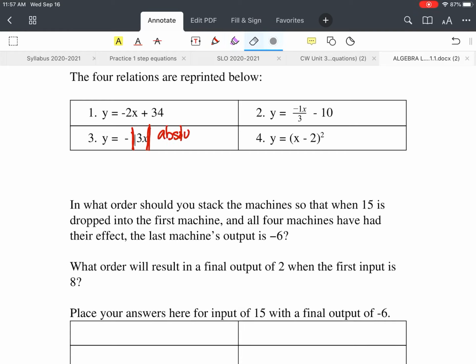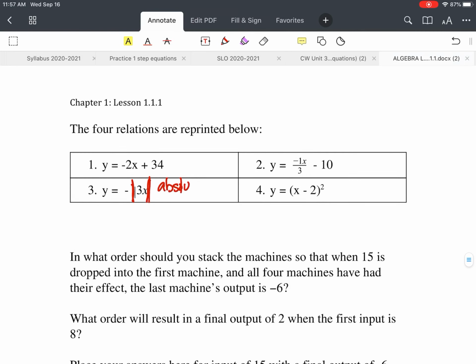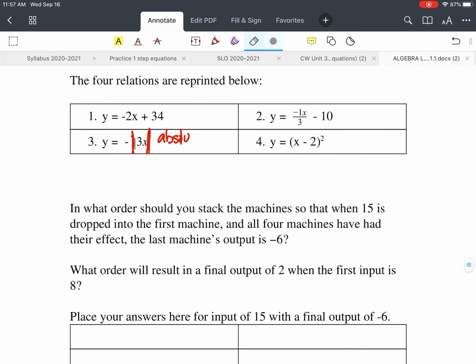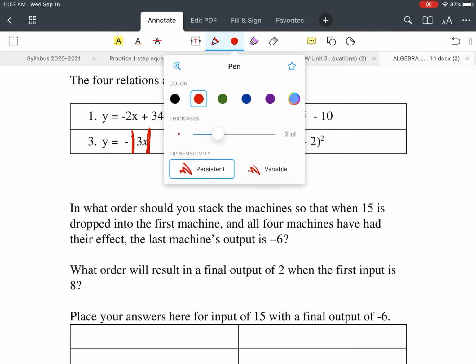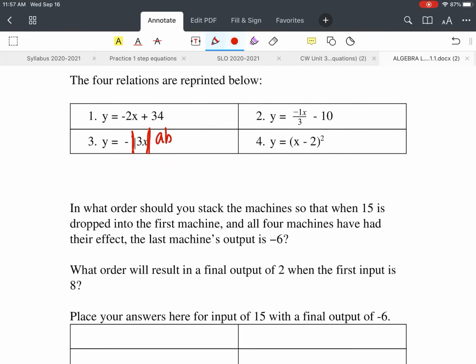Hang on, let me get my eraser. This might take a minute. Okay, let me get my red back. So that is absolute value. I'm going to talk about that in 2 seconds. And then you have some parentheses where it says y equals x minus 2. And remember that this means squared.